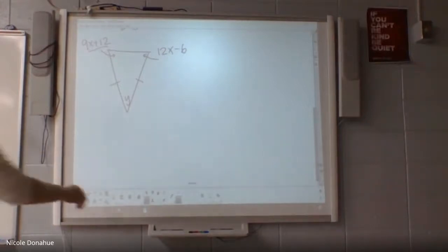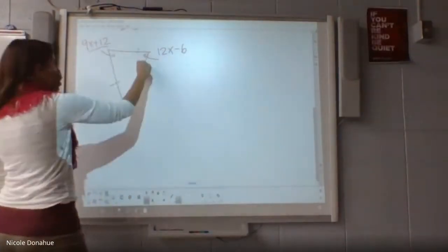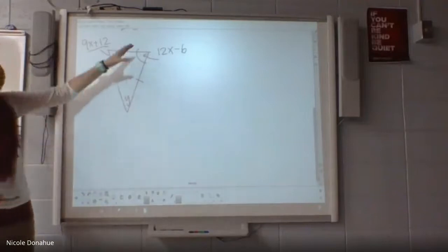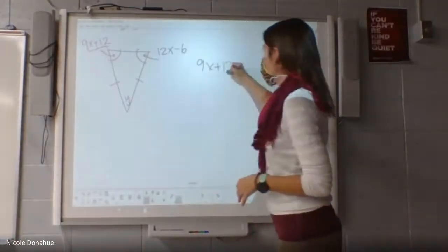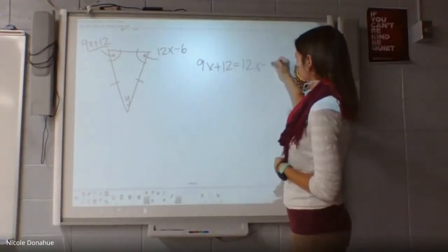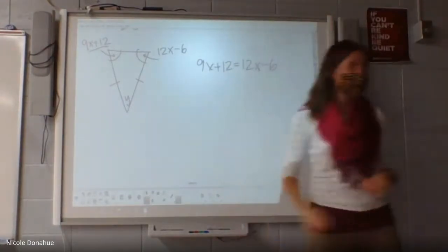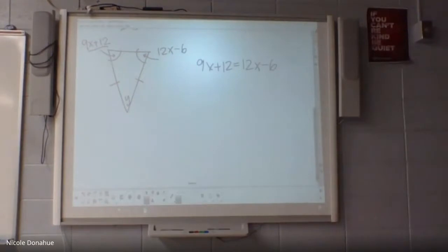So if you're stuck still, I would suggest saying that the base angles have to be equal. They're across from those legs. So I can say that 9x plus 12 has to equal 12x minus 6. That should be an equation we're able to solve. So you should be able to figure out what x is from that, if you haven't already.